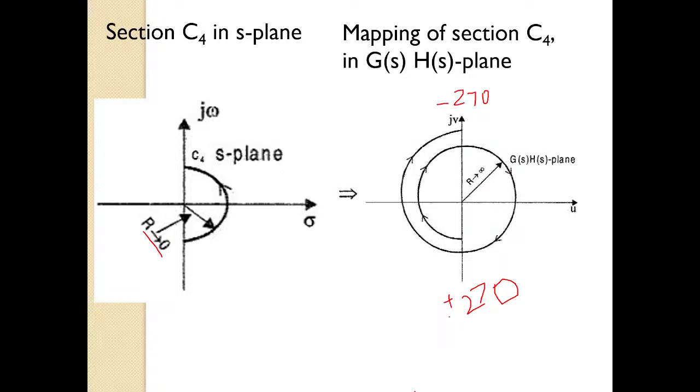I am once again repeating. If theta varies from positive to negative, then counter should move in clockwise direction. If theta varies from negative to positive, then counter should move in anti-clockwise direction. Even if you observe in this S-plane counter C4, it varies from minus pi by 2 to plus pi by 2. You can see counter is in anti-clockwise direction. Here our limits are plus 3 pi by 2, that is plus 270 to minus 270.